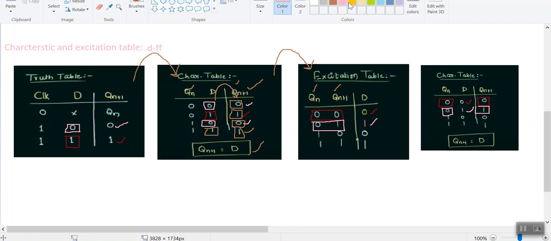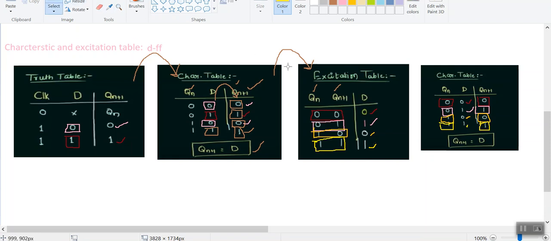In the next condition I have the 1 and 0 condition. Here you can observe that this is my 1 and this is my 0. At this condition I am getting my output as 0. In the last condition, when Qn and Qn+1 are both 1, I am getting my output as 1, therefore I am writing 1. So, this is my excitation table.